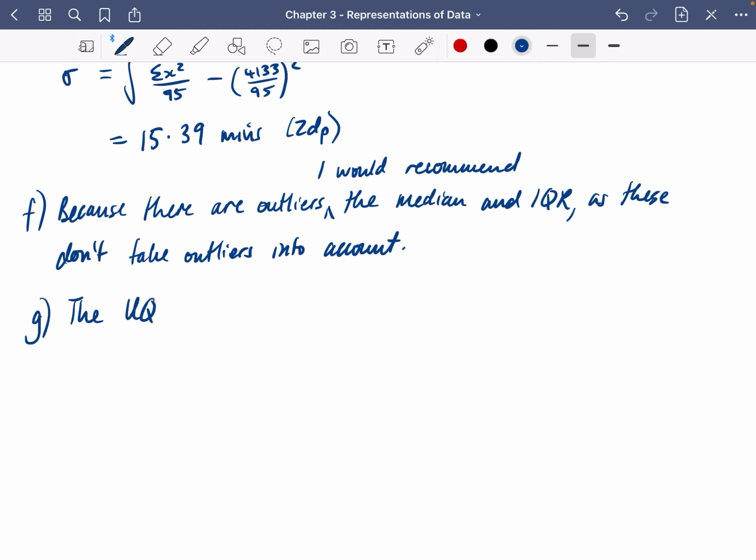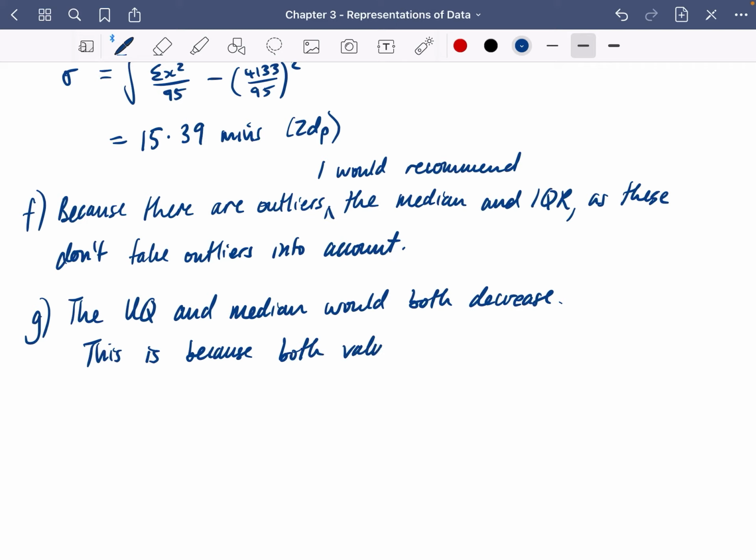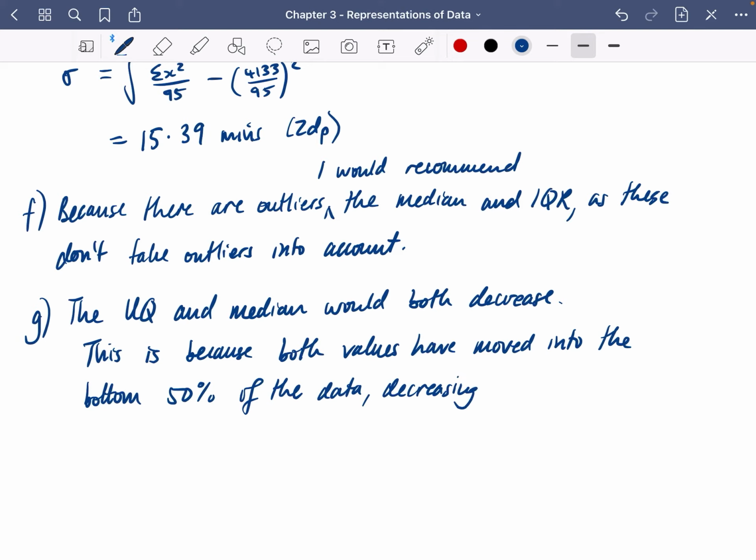the upper quartile and median would both decrease. This is because both values have moved into the bottom 50% or bottom half of the data, decreasing the upper quartile and median.